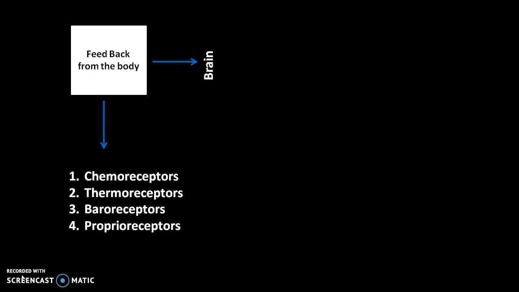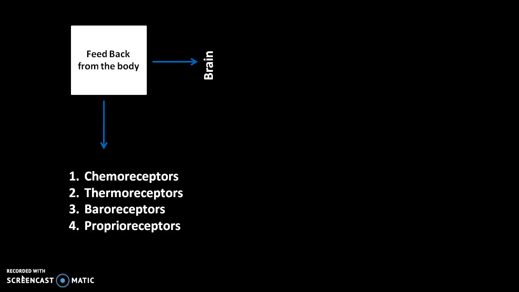We can have chemoreceptors, which detect changes in CO2, lactic acid and oxygen. Thermoreceptors, which detect heat. Baroreceptors, which detect stretch caused by pressure, which therefore detects blood pressure. And we have proprioceptors, which are found in muscles, tendons and joints, so these detect movement.